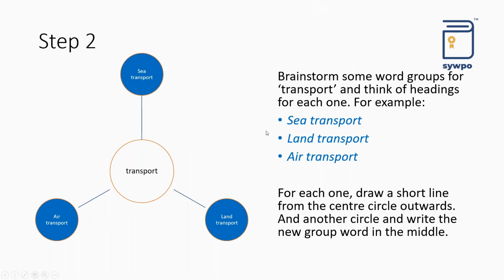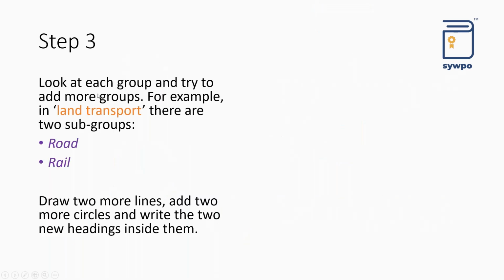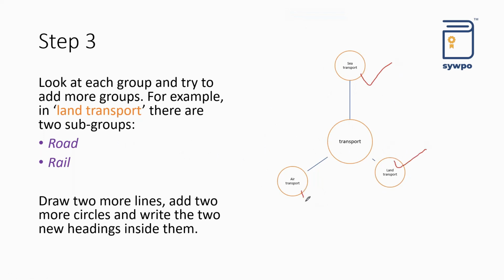All right, next what you do is step number 3, look at each group and try to add more groups. So if you see here, this is what we have done in the previous slide. We wrote transport, then we wrote related words or phrases to the word transport, but now we have to add ideas related to sea transport, land transport, and air transport. For now, I'm going to do land transport. What comes to my mind is there are roads and there are rail transports. So these two words are coming up for land transport.